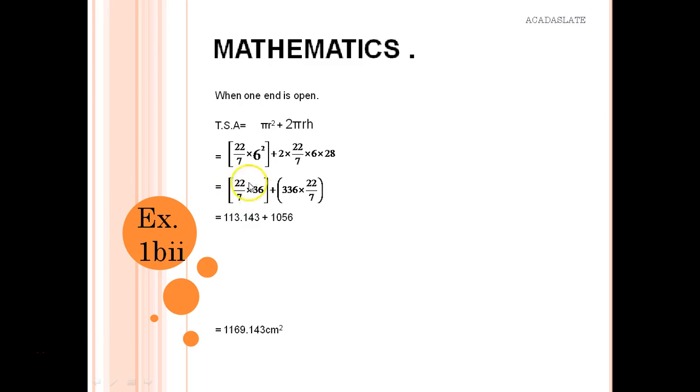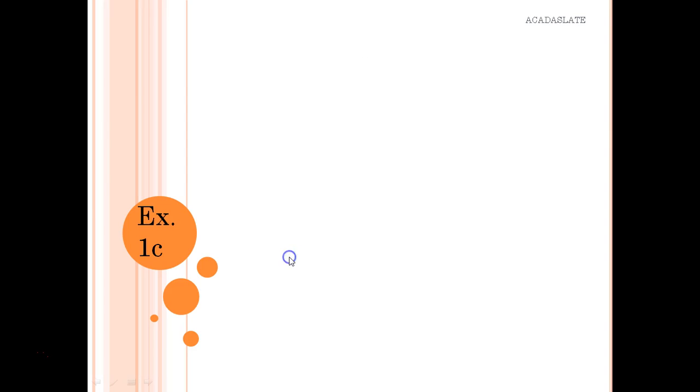Now, evaluating this gives us 113.143 plus 1056. When we add both, we have that the total surface area when one end is open, according to the question, is 1169.143 centimeter squared. Then the last question, we are asked to find the volume.